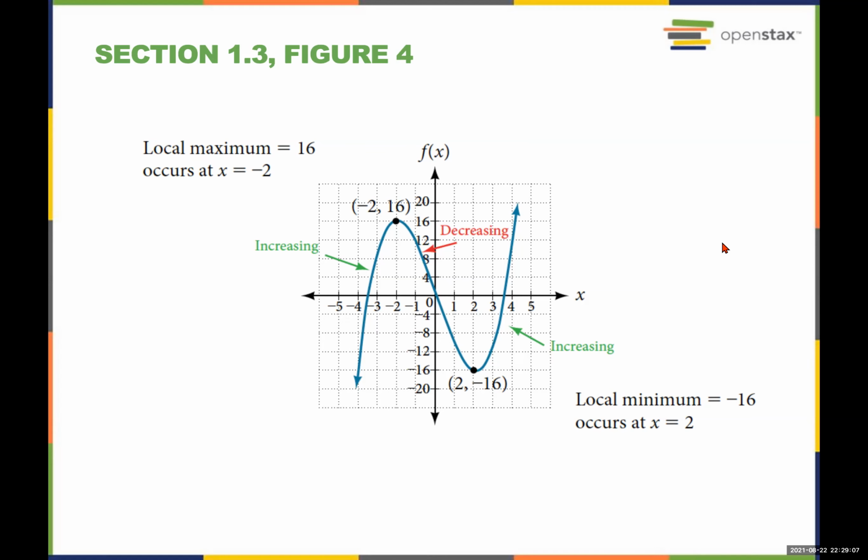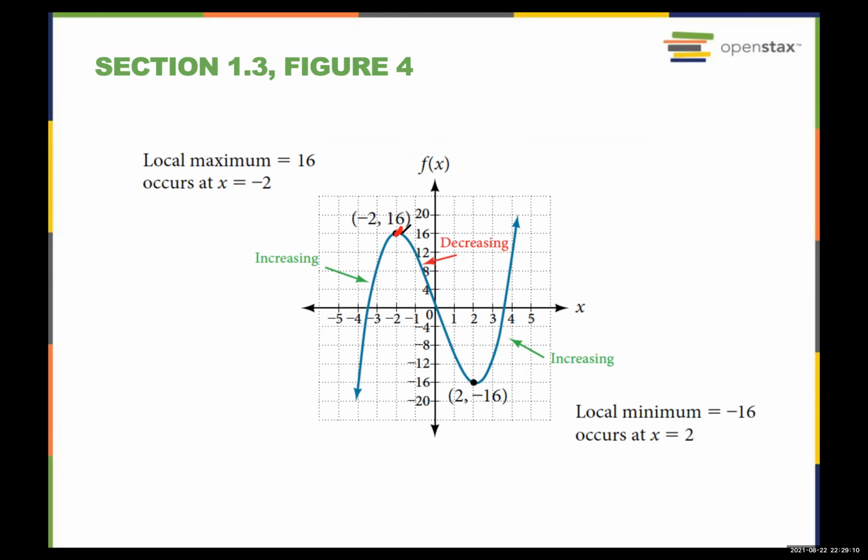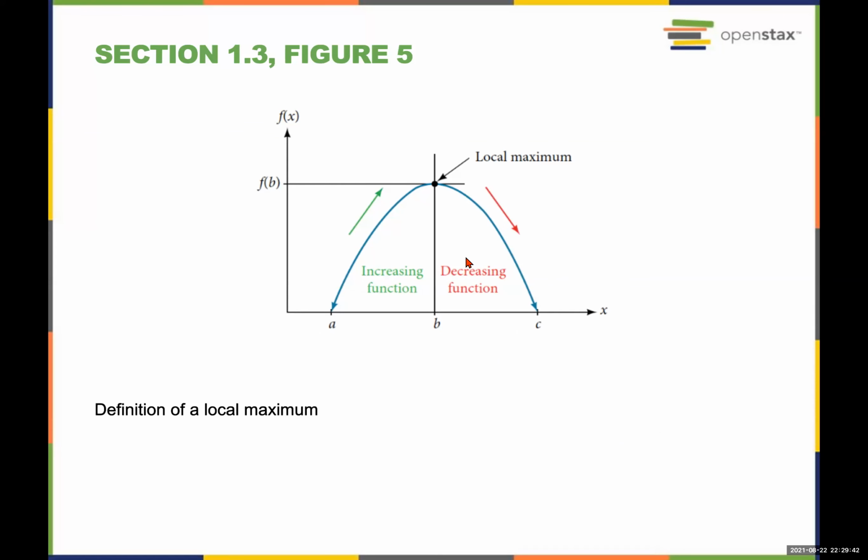And we call this the local maximum 16 that occurs when x is equal to -2. So this point is -2, 16. And the -16 here, we call it a local minimum, and that is when x is equal to +2. So we have here 2, -16. So here, again, is another example based on this. This is your local maximum. This is the increasing part, and this is decreasing.